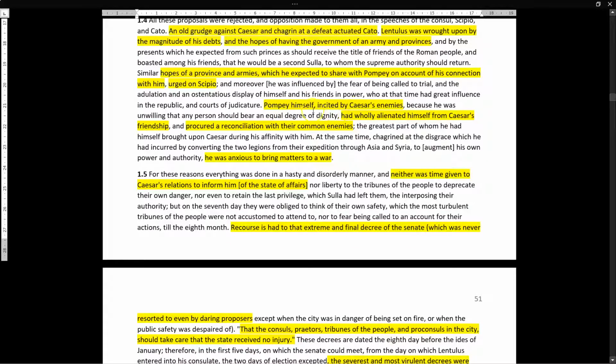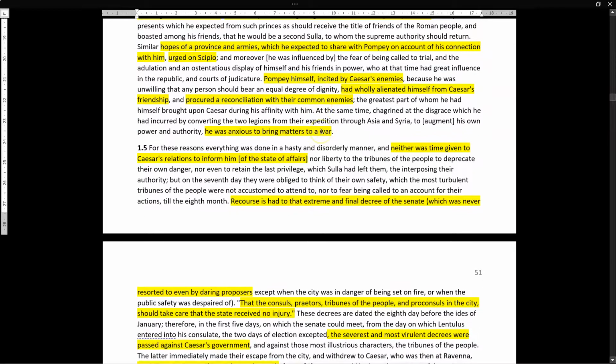Pompey himself, incited again by Caesar's enemies, had wholly alienated himself from Caesar's friendship and procured a reconciliation of their common enemies. And that Pompey himself was anxious to bring matters to a war. So it's not just all Pompey's fault, according to Caesar. It's a combination of, yes, Pompey has sort of lost his friendship, but he's being egged on by the Optimates, Scipio and Lentulus and Cato, and he's kind of being forced to do something maybe slightly against what he wanted, but also there's an element of jealousy as well.